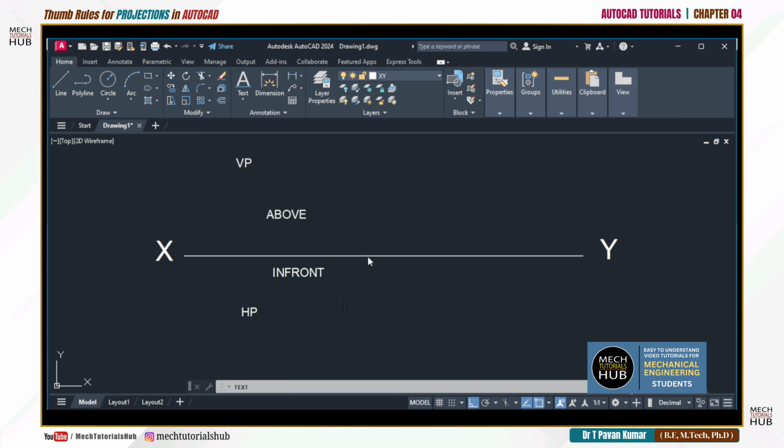Alright. Similarly, inclined to HP. Inclined to HP is always above the reference line. Inclined to VP is always below the reference line. Okay. Now, inclined to HP with some above distance, we will take that locus into consideration. Inclined to VP with some in-front distance, we will take that locus into consideration. This is the only difference. Alright. Let me keep this.